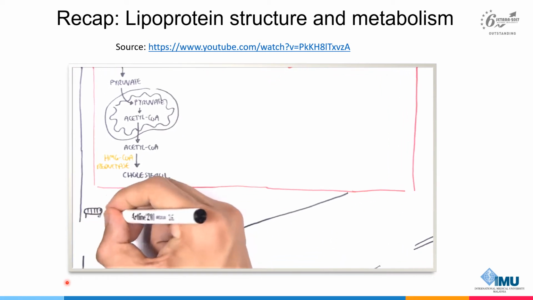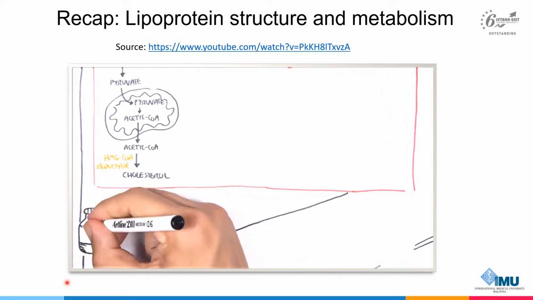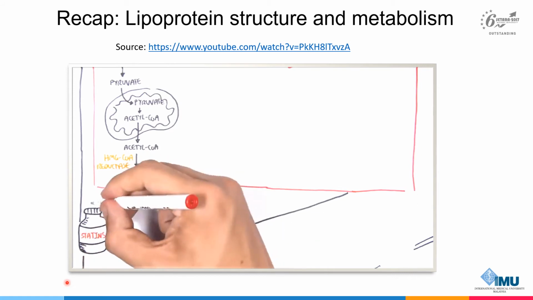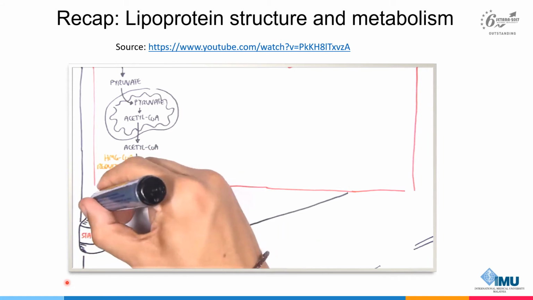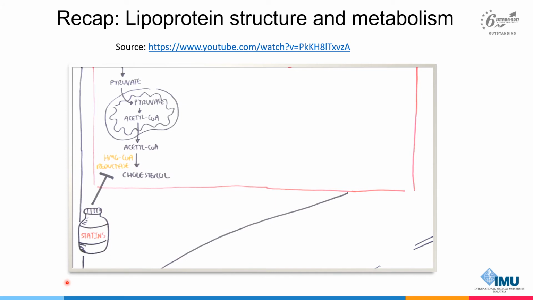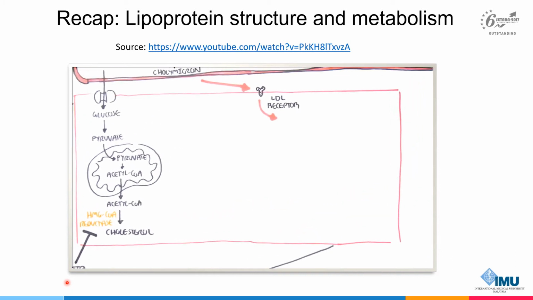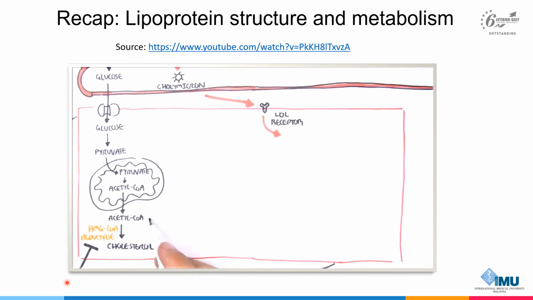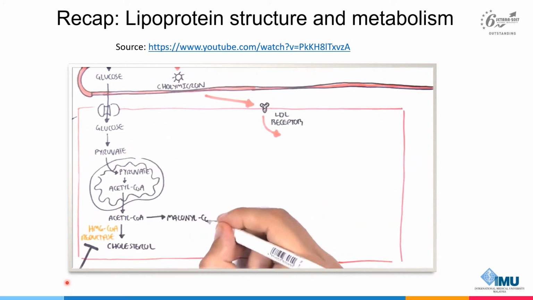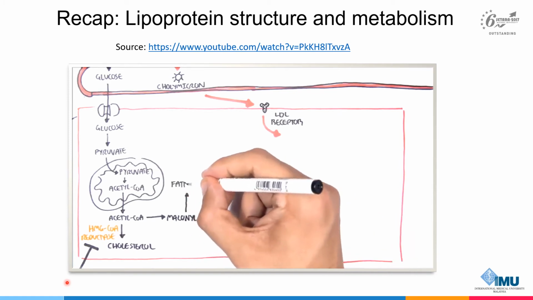There is actually a cholesterol-lowering agent that specifically targets this enzyme called statins. So statins are HMG-CoA reductase inhibitors, thus stopping the synthesis of cholesterol. Going back to acetyl-CoA, acetyl-CoA can also be converted to malonyl-CoA to form fatty acids later.